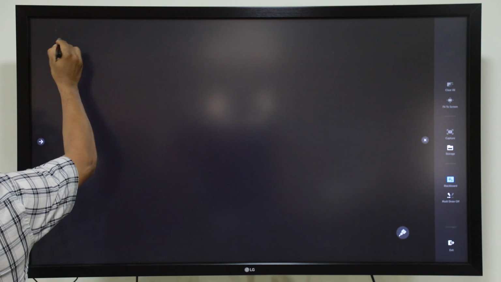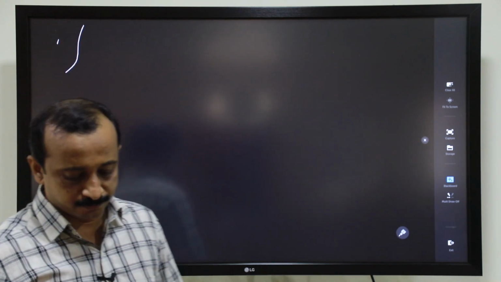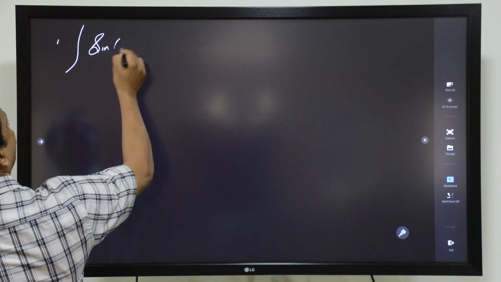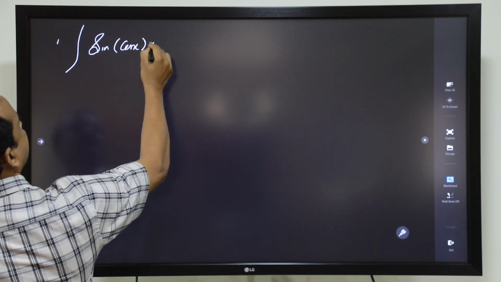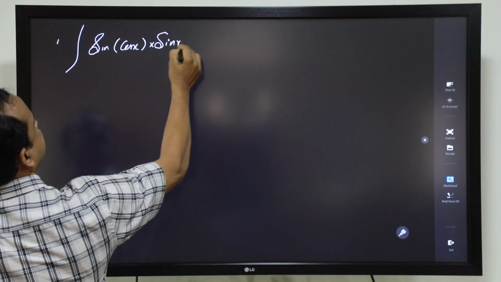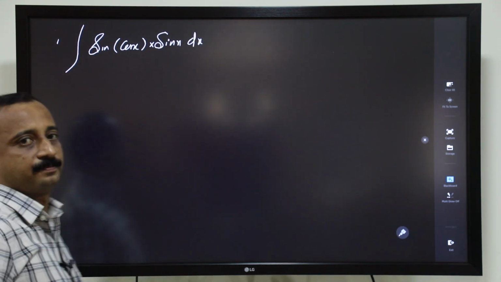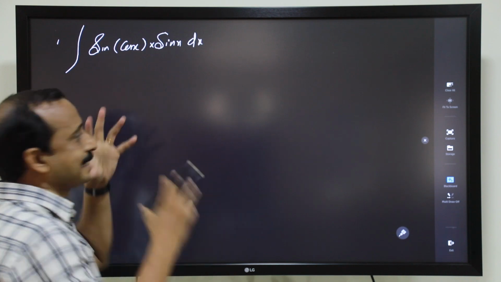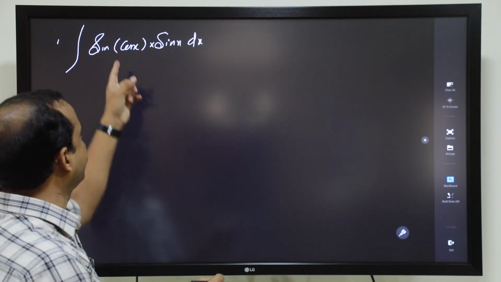Okay, our first question, integral of sin of cos x into sin x into dx. Sin of cos x into sin x into dx. Here sin x, here x corresponds to the value cos x.